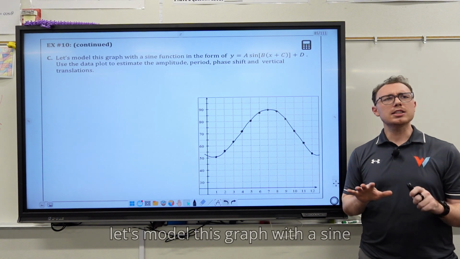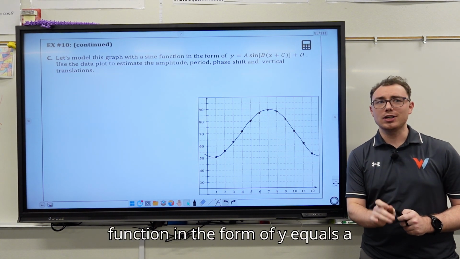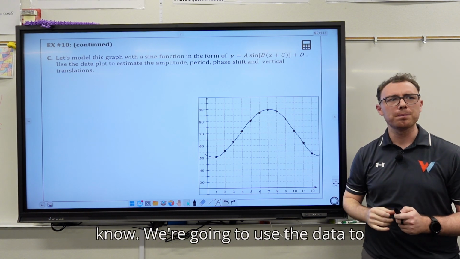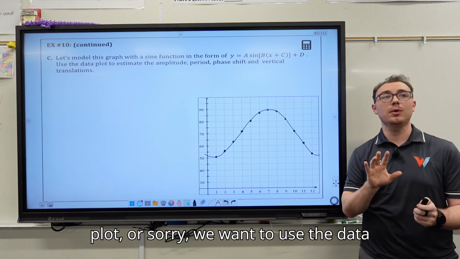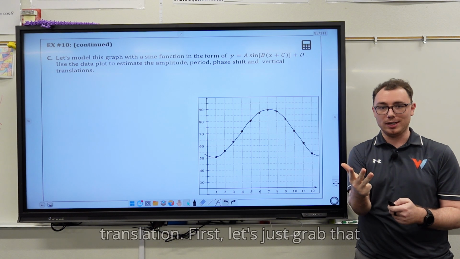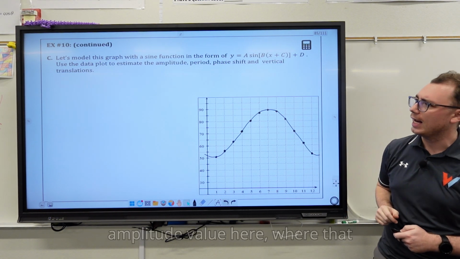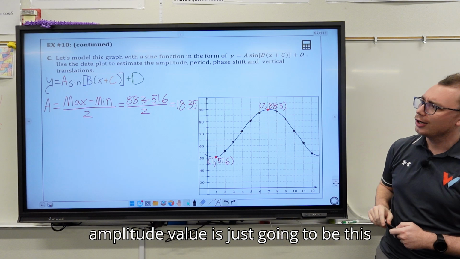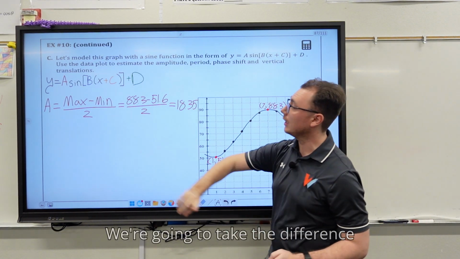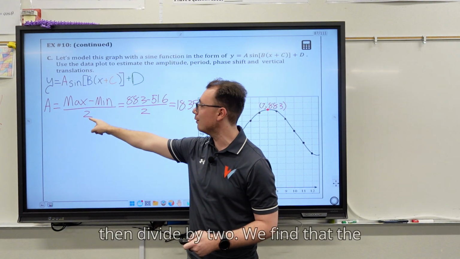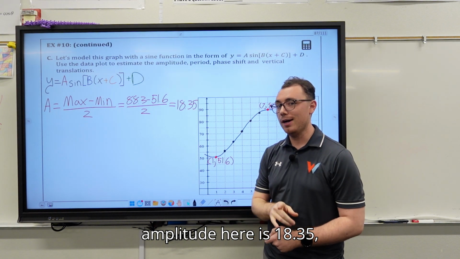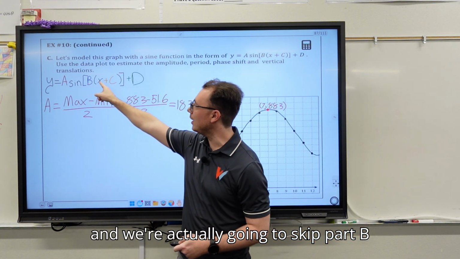In part C, let's model this graph with a sine function in the form of y equals a times sine in our general form that we know. We want to use the data plot to estimate the amplitude, the period, the phase shift, and the vertical translation. First, let's grab that amplitude value, which is going to be the difference between the maximum and the minimum, divided by 2. We find that the amplitude here is 18.35.